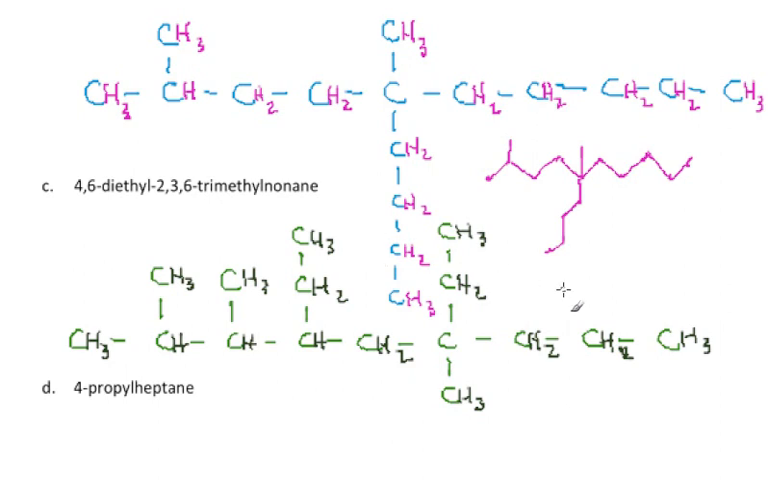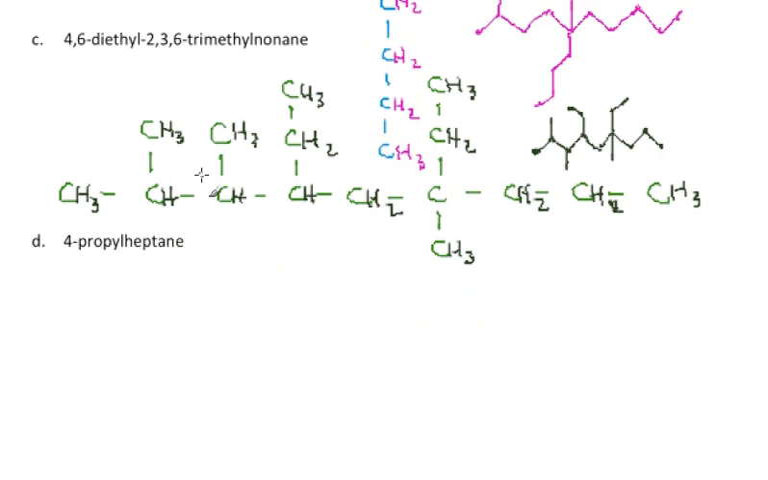Line structure. There's your first carbon. 2, 3, 4, 5, 6, 7, 8, 9. Fourth carbon gets an ethyl group. Sixth carbon gets an ethyl group. Second carbon gets a methyl. Third carbon gets a methyl. And 4, 5, 6 gets a methyl. Nothing to it. They go really quick with the line structures. You can see why people like those. And they actually let up on us for the very last one.